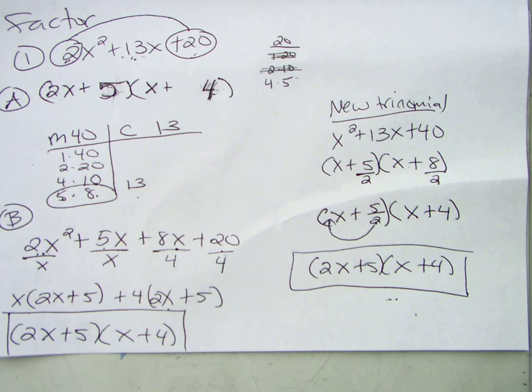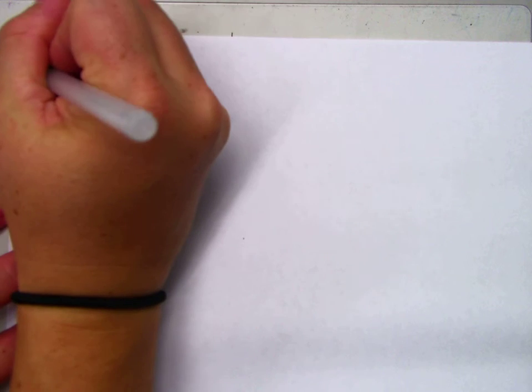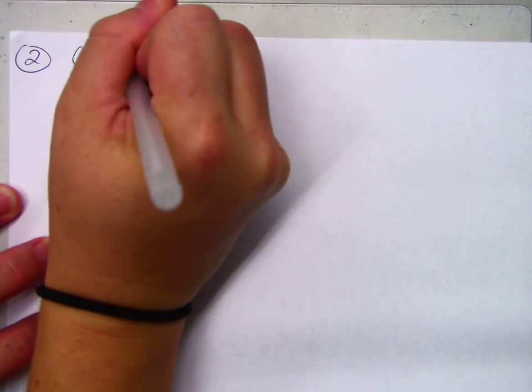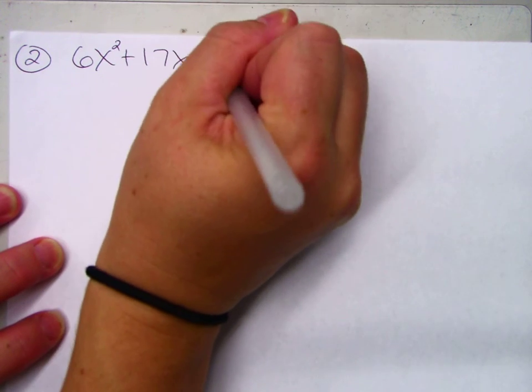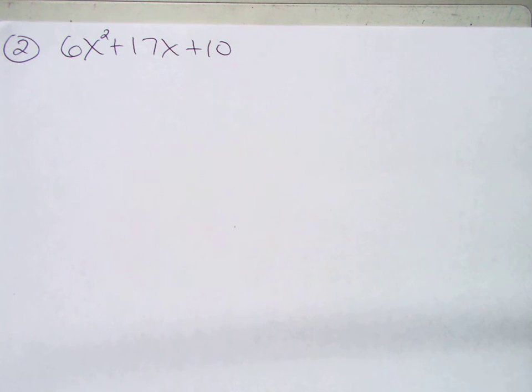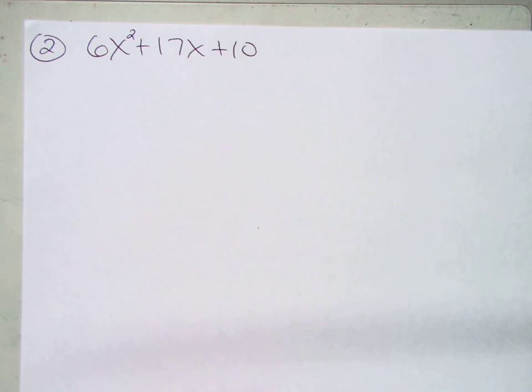Get the same answer every time. I kind of like this slide rule. It's kind of fun. All right, so let's do another one. Number 2 is 6x squared plus 17x plus 10. Okay? Again, whichever method you want.